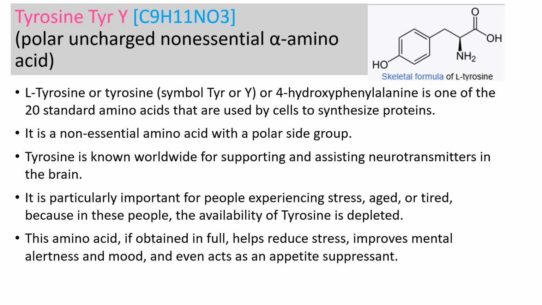This amino acid, if obtained in full, helps reduce stress, improves mental alertness and mood, and even acts as an appetite suppressant. All right, so we've studied appetite suppressants before, and this is one of the appetite suppressants as well, right? So anything that builds your mood will help with carbohydrate cravings as well. All right. So somewhere I feel that this neurotransmitter particularly helps with appetite suppression.